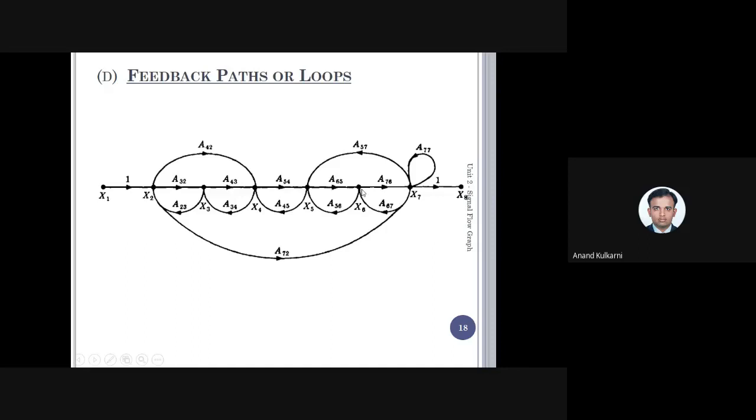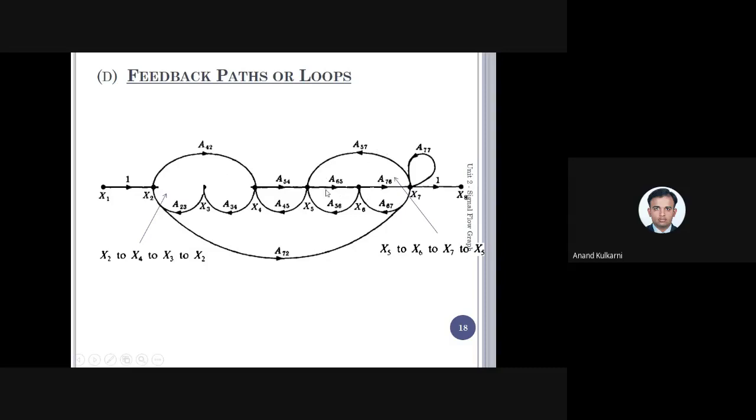Now again here, if you just observe, there is one more loop. This is one loop, then this one is one more loop, which is 5 to 6, 6 to 7, and 7 to 5. So this is one more loop.